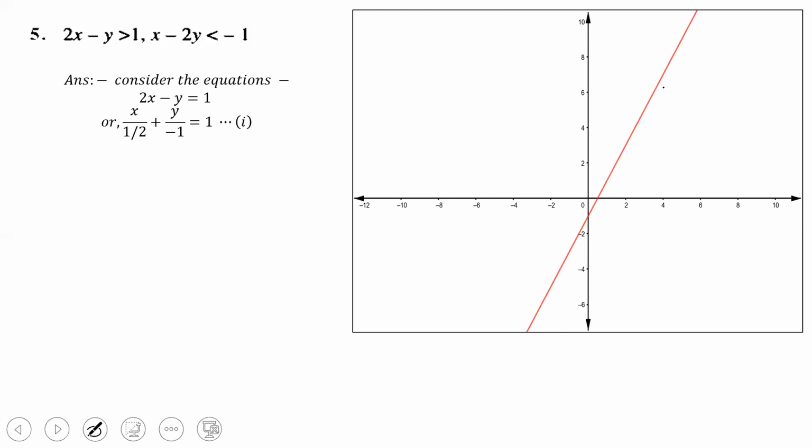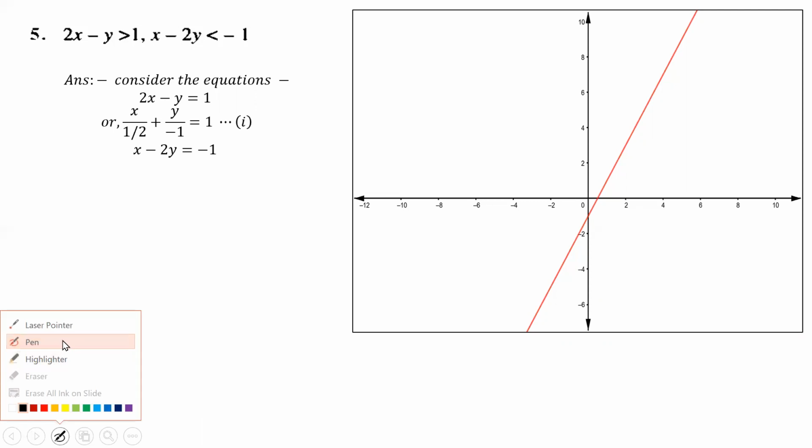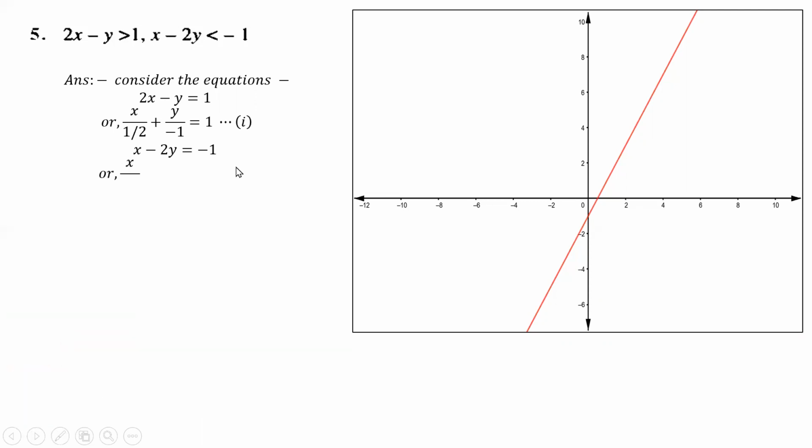Now take the second equation, x - 2y = -1. Now represent this again in intercept form. So you will find this is x/(-1) + y/(1/2) = 1. So just mark the point on the x-axis (-1, 0) and on the y-axis (0, 1/2), and join them. So this green line represents equation number 2.